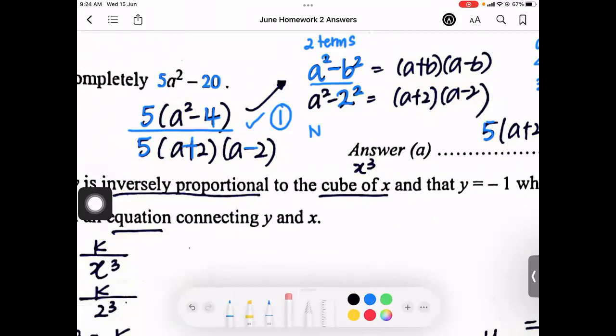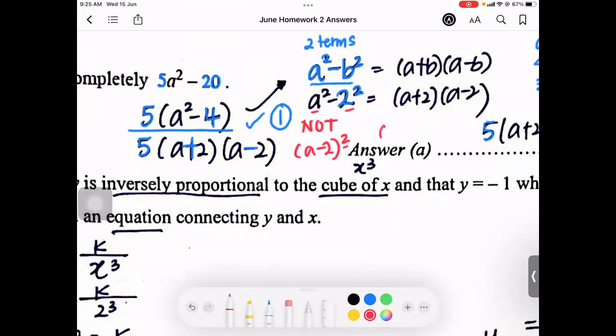Okay, this is not the same as a minus 2 whole thing square. When you have a minus 2 whole thing square, the square is for the whole bracket, it's not for individual. Okay, they are not the same. These two are not the same.